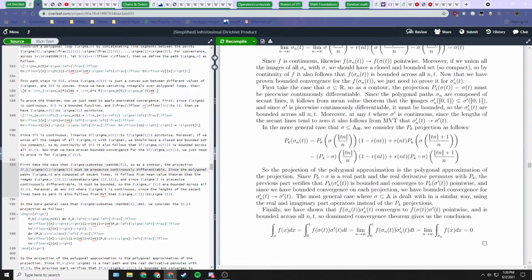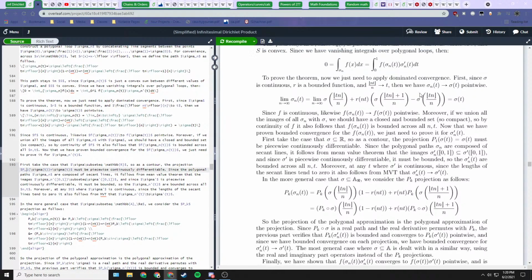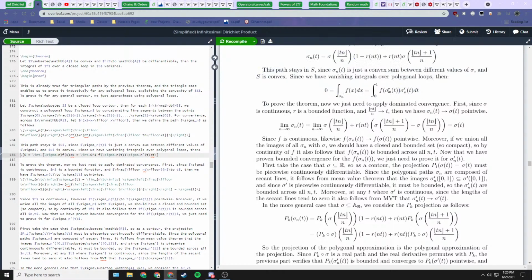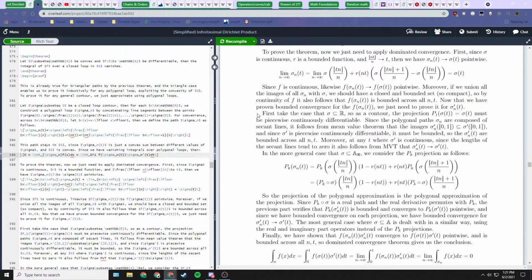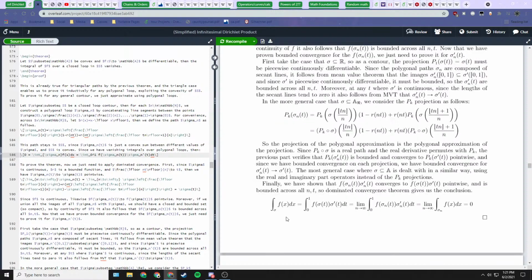The ultimate goal of this is that we prove that these sigma sub n prime of t are bounded across all n and all t, and converge pointwise to sigma prime of t. We had already proven, since f is continuous and sigma n converges pointwise, that f of sigma n of t converges pointwise to f of sigma of t. And this whole section here proves that sigma sub n prime of t converges pointwise and is bounded, converging to sigma prime of t. And then we just apply dominated convergence.